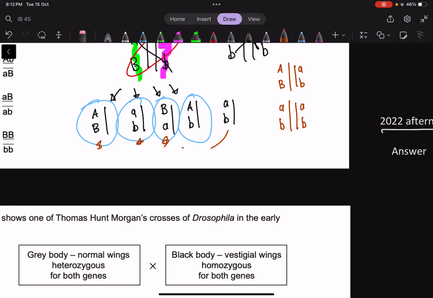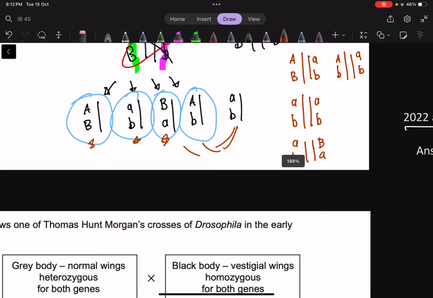Okay, this one and this one combine. So it's A, B, B, A. And then finally this one and this one combine. So it's A, B, A, B. Definitely haven't made any mistakes there, have I? Yeah, I think I was good.